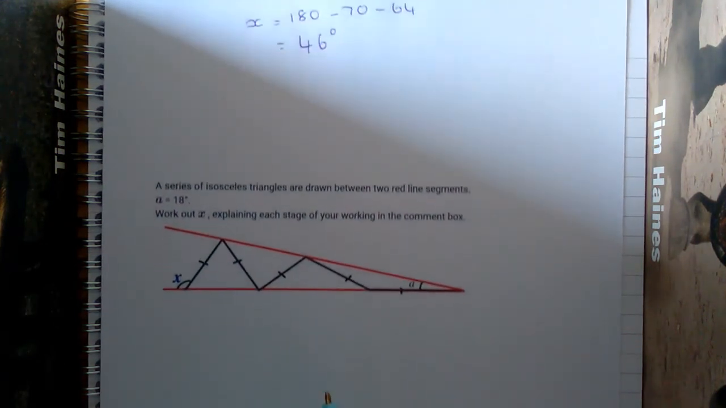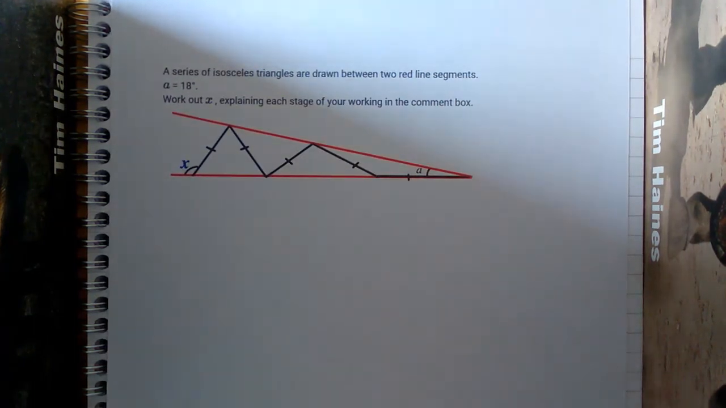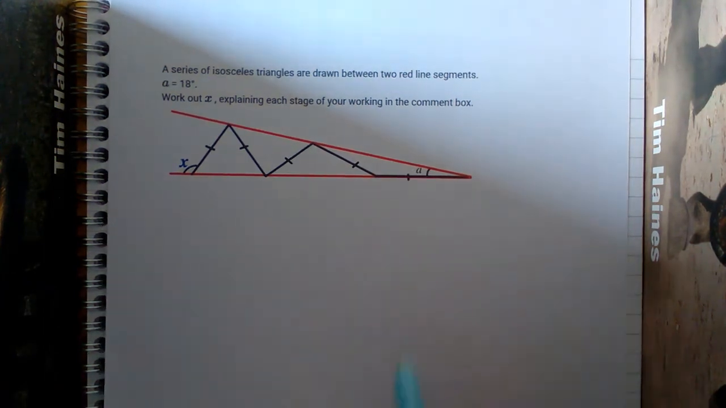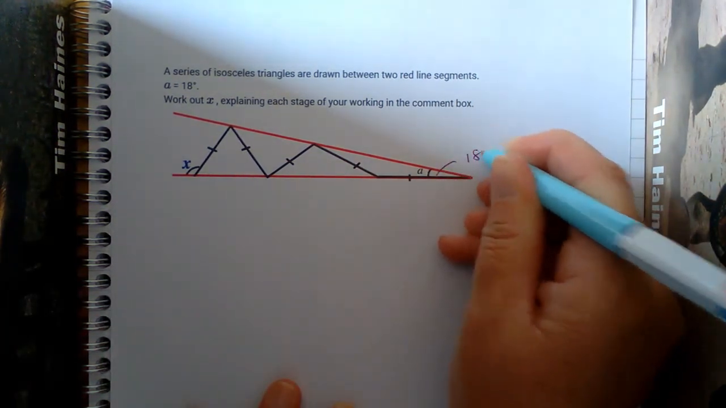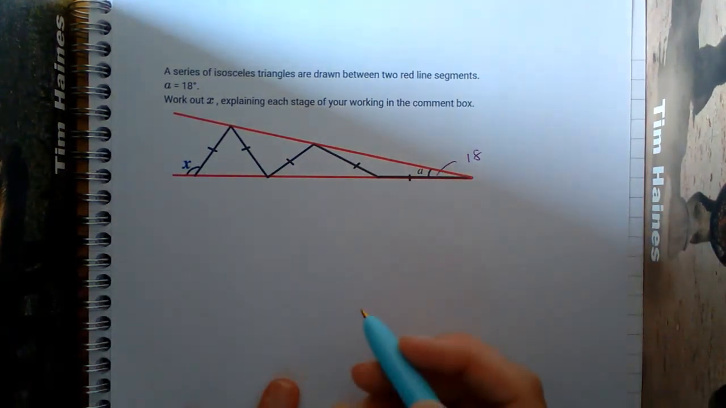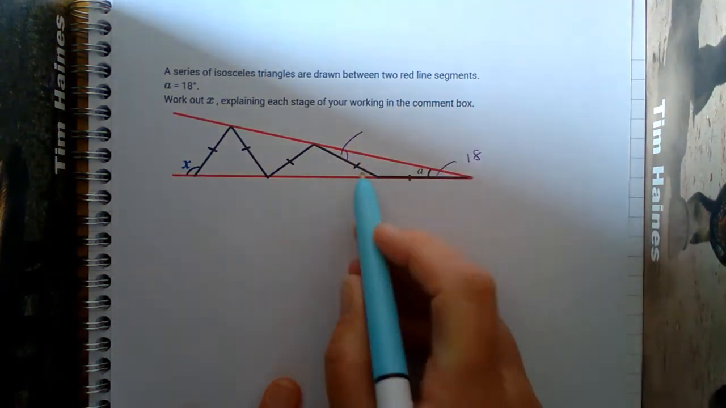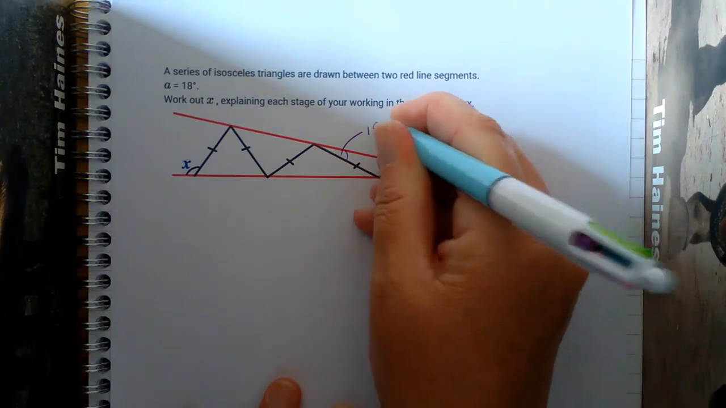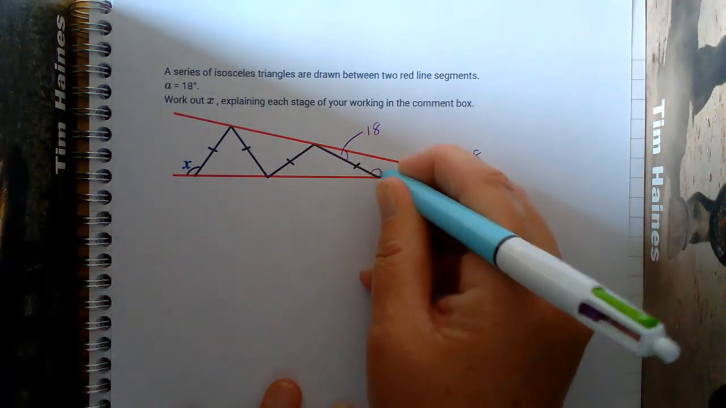Okay, other type of question on in this clip is this one, and it's exactly the same, really. You're looking at isosceles triangles. So again, write down what you know. So I know that this A is 18. Okay, and again, because base angles in an isosceles triangle are equal, and this is an isosceles triangle, two lines, I know this is 18. Okay, because of that, I can figure out this angle.